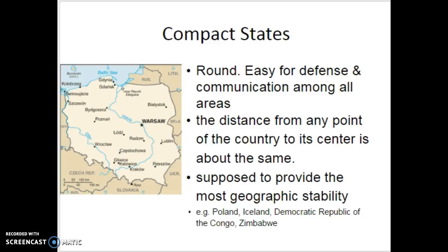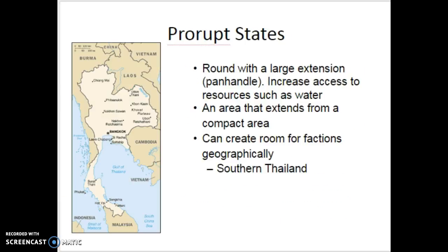Compactness also promotes good communications. All right, the next example are the prorupted states. For the most part, it is a compact state with usually a large or projecting extension that is kind of sticking out. A lot of times, these protrusions exist in order to reach natural resources. So if the state's trying to get access to maybe a river or ocean, occasionally they'll actually cut into another country or two to try to do that.